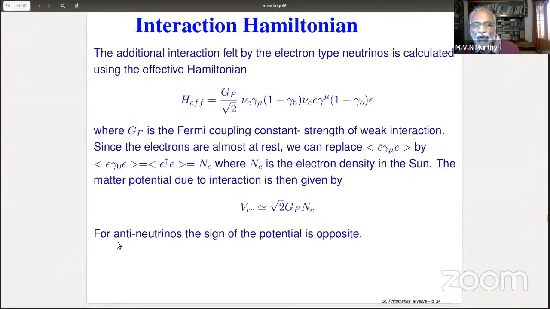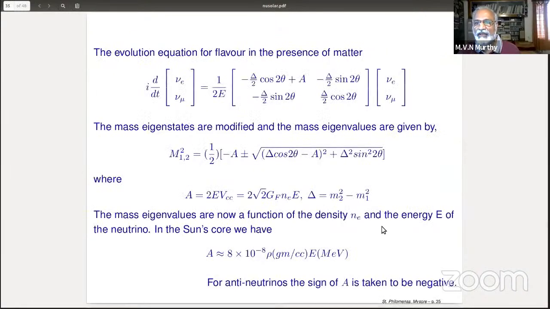Okay. So for antineutrinos, if you calculate the same potential, it's a very interesting thing that the sign of the potential is opposite to that of neutrinos. Electron neutrinos have this sign, and electron antineutrinos have a potential which has a minus sign. This comes from the property that the matter is not CP symmetric, but that's a different question. At the moment, we will not go into it.